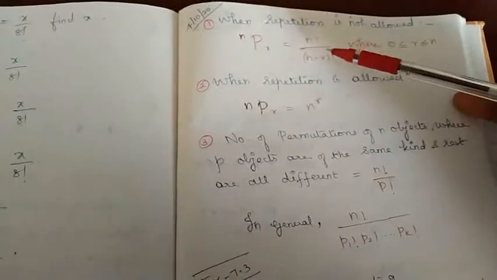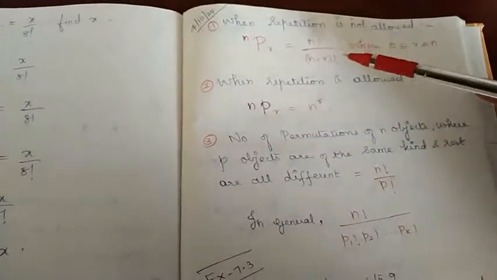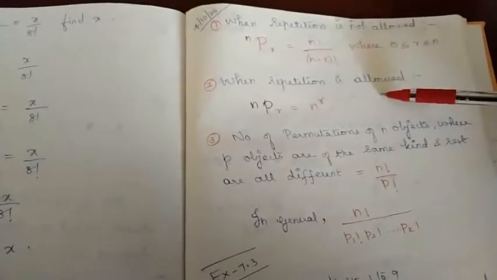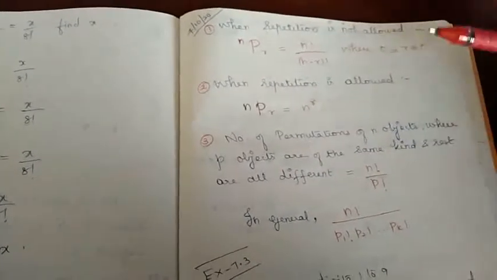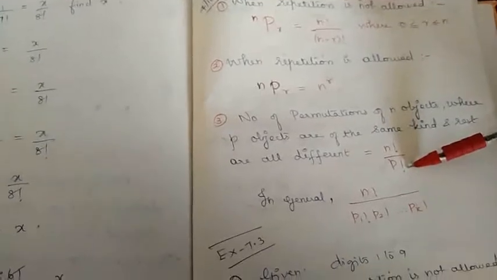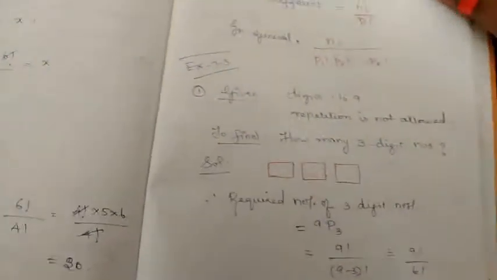So I repeat once again, nPr is n factorial divided by n minus r factorial when repetition is not allowed. When repetition is allowed, it is just n power r. If p objects are of the same kind, then it is n factorial divided by p factorial. Now with this, let us see a few problems.